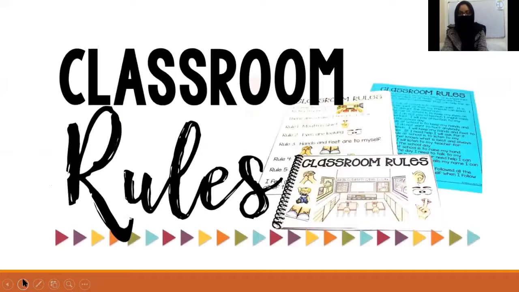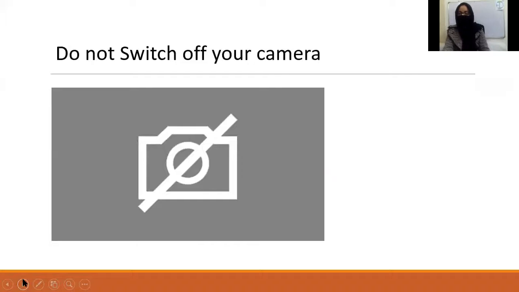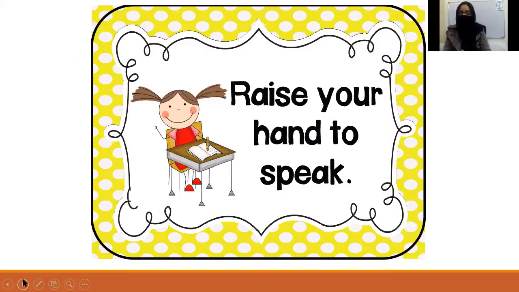Let's quickly revise the classroom rules. The very first rule is that you are not allowed to turn your camera off during the classes. In all of your classes, you are supposed to sit in front of the camera and pay attention to what is happening in the class. The second point is that you have to raise your hand if you want to say something and wait for your turn.